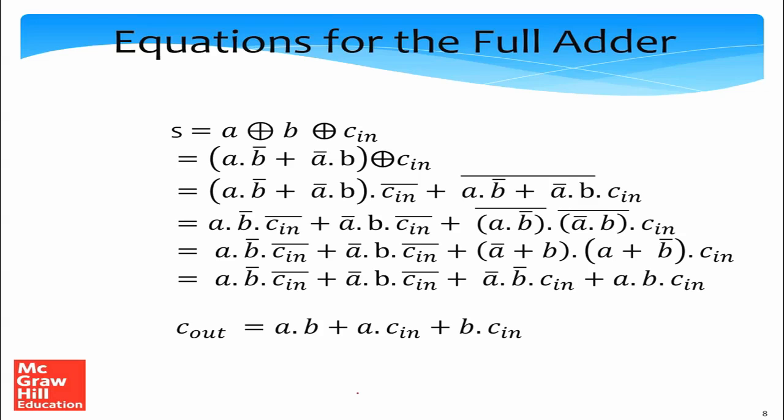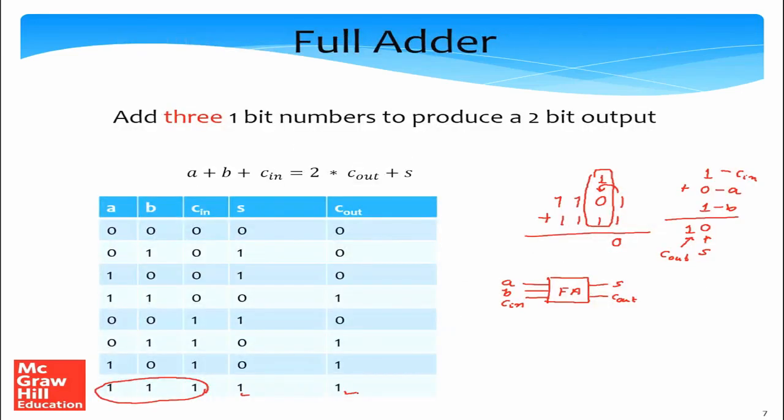So what are the equations for the full adder? Let's take a look at this. If you take a look at the sum, when is the sum equal to 1? The sum is equal to 1 when B is 1 and A and carry in are 0, or when A is 1 and the rest are 0, or when carry in is 1 and the rest are 0, or when all 3 are 1.